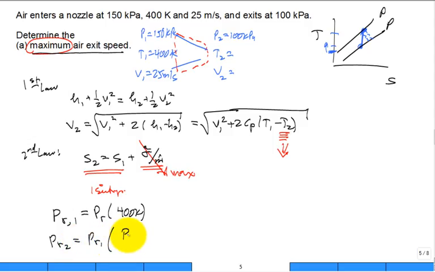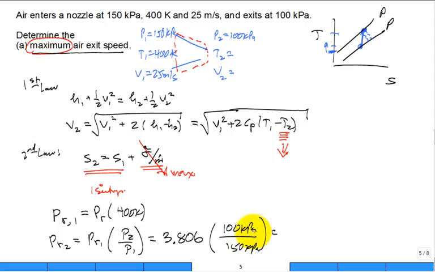Okay, did you look it up for me? Can you read off that number at 400 for P sub R? 3.806. Okay, we had a final exit pressure of 100 kilopascal and an inlet pressure of 150 kilopascal. So somebody go ahead and run this number. You get 2.5373.